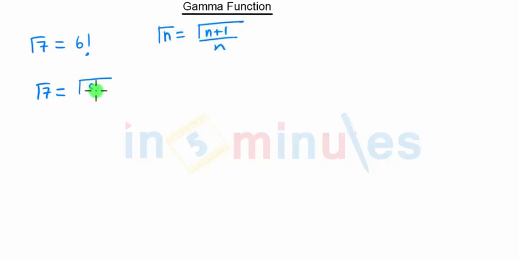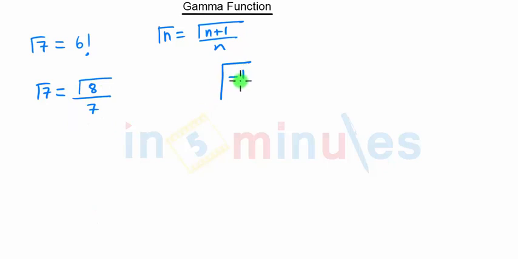Then we have gamma of 7. What is gamma of 7? It can be 6 factorial. Gamma of 7 can also be, we know that the property of gamma of n is nothing but gamma of n plus 1 upon n. So it will be gamma of 8 upon 7. In this way we can also solve this problem.